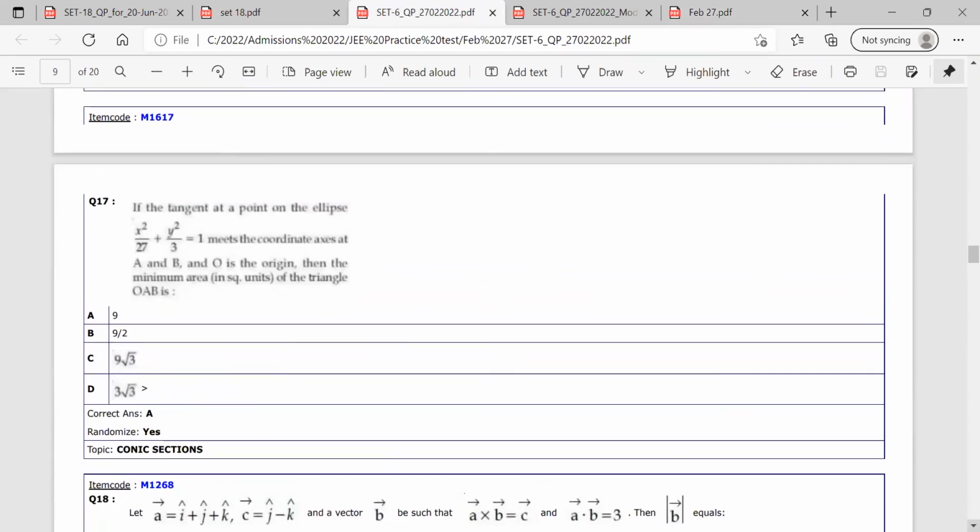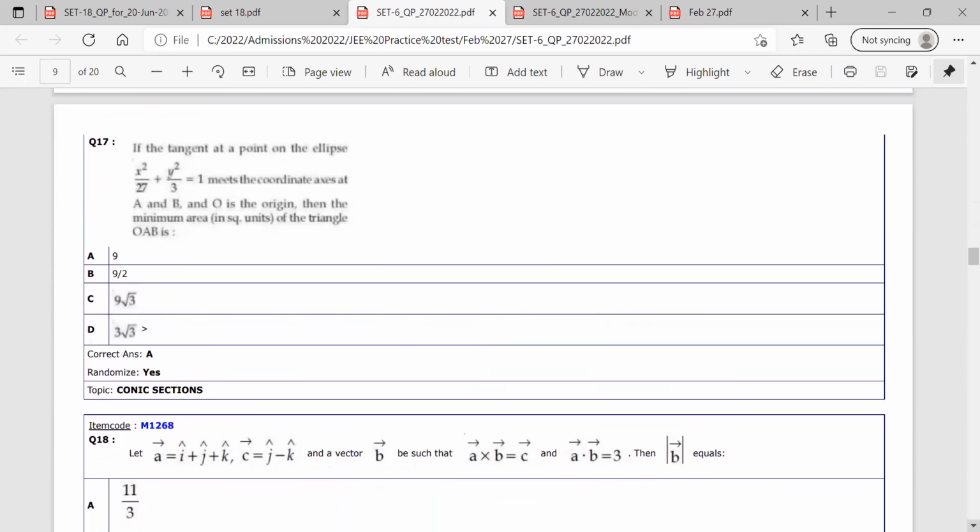Now we'll move on to the next question, that is question number 17. Question number 17 is given as: the tangent at a point on the ellipse, whose equation is x square by 27 plus y square by 3 equal to 1, meets the coordinate axes at A and B, and O is the origin. We have to find the minimum area of the triangle OAB.